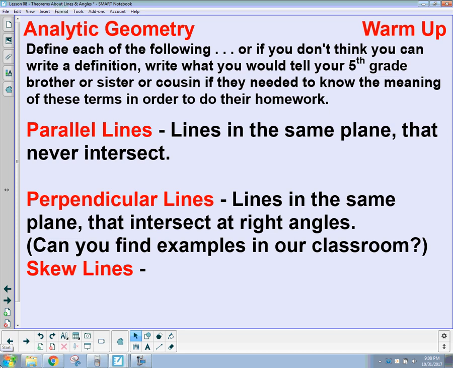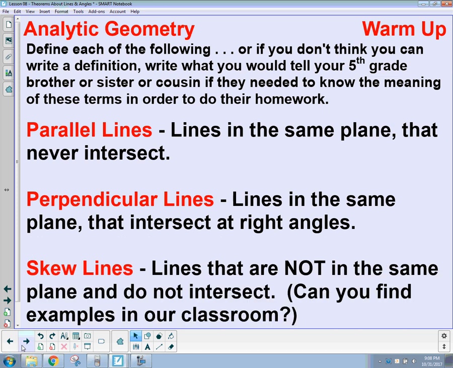That's right. And skewed lines. Lines that are not in the same plane and do not intersect. Can you find examples in our classroom? So this one's a little tougher, but I would argue maybe ceiling tiles and floor tiles, not in the same plane, they do not intersect, would be skewed lines. Okay?